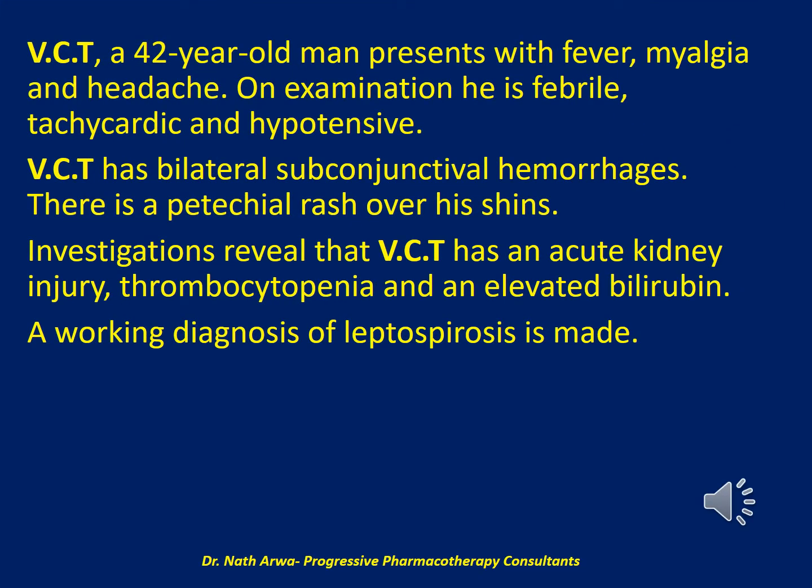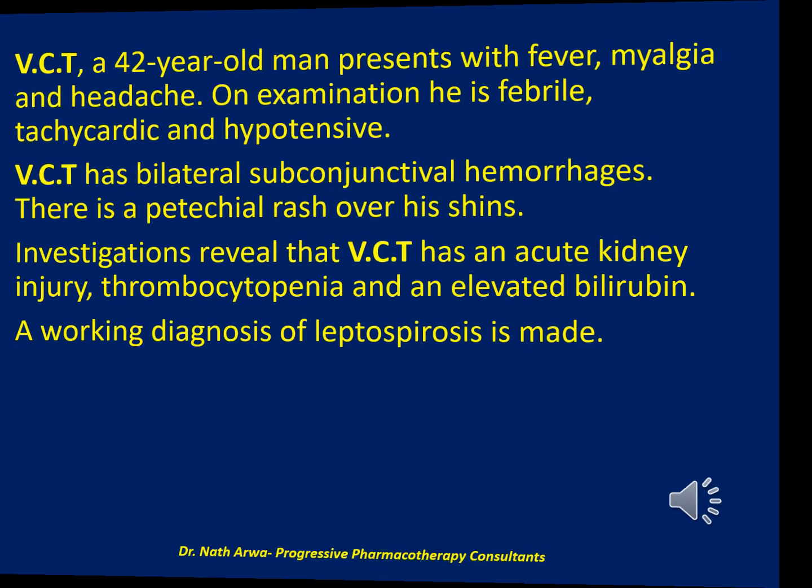And the next question reads, VCT, a 42-year-old man presents with fever, myalgia and headache. On examination he is febrile, tachycardic and hypotensive. VCT has bilateral subconjunctival hemorrhages. There is a petechial rash over his shins. Investigations reveal that VCT has an acute kidney injury, thrombocytopenia and an elevated bilirubin. A working diagnosis of leptospirosis is made.